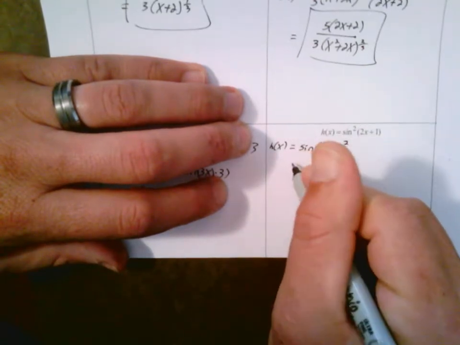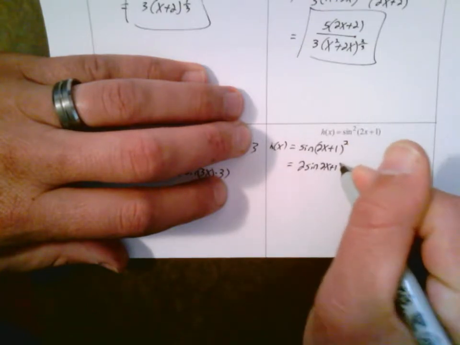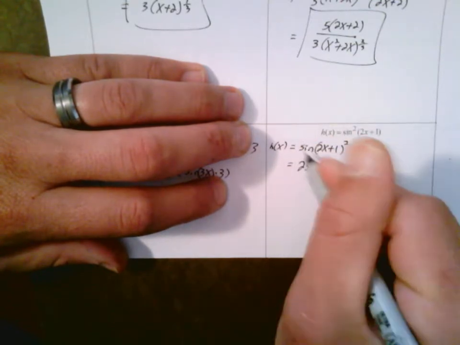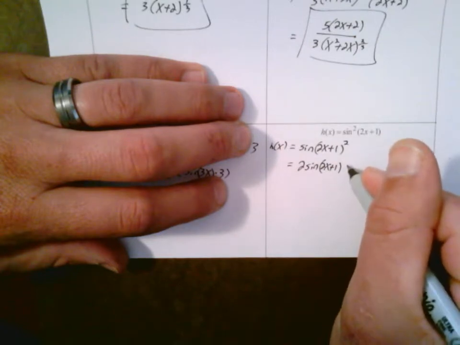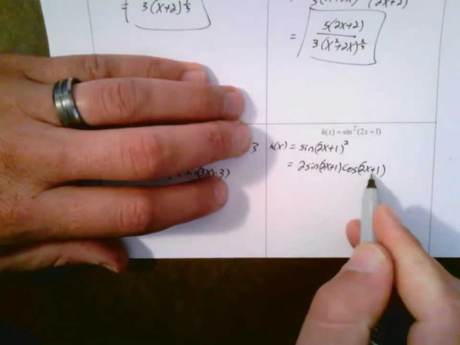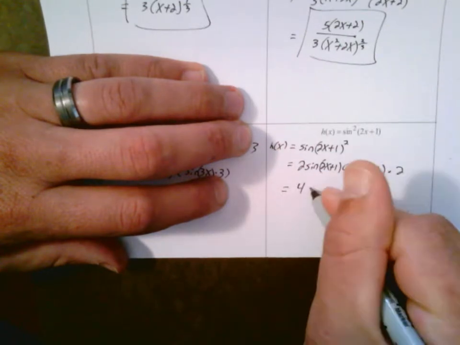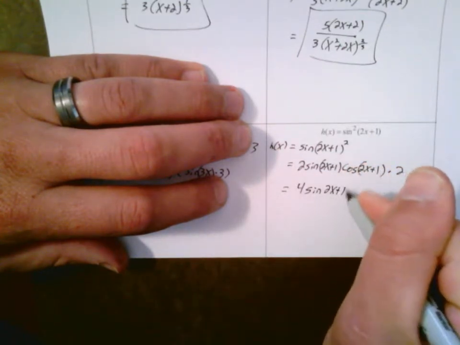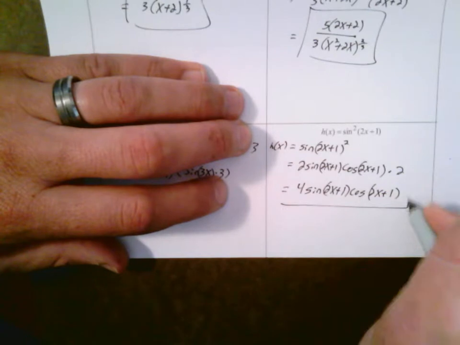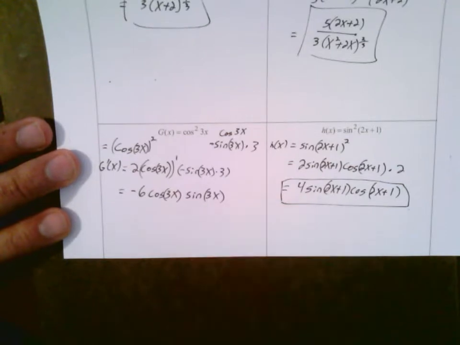Bring your 2 down front. Take your derivative of your sine. The derivative of sine, of course, is cosine. And the derivative of what's inside of that piece, which is just 2. Multiply out, I get 4 sine 2x plus 1 cosine 2x plus 1. So a lot going on in those two. Alright.